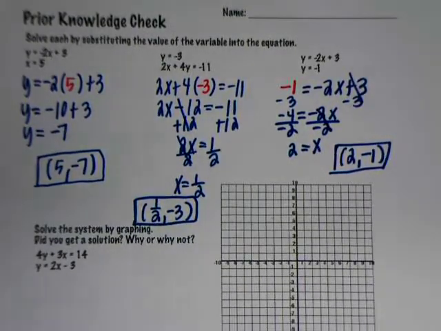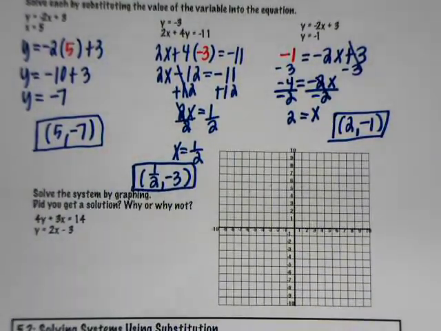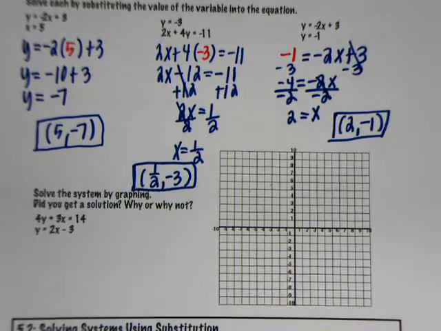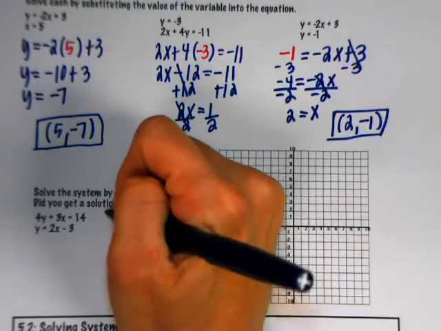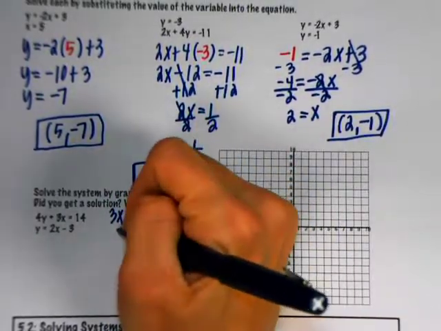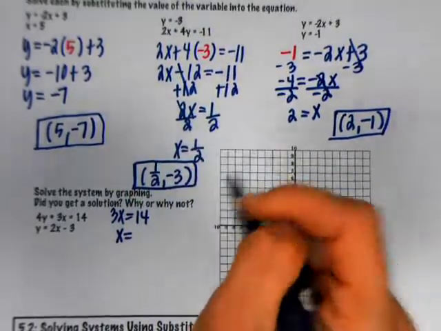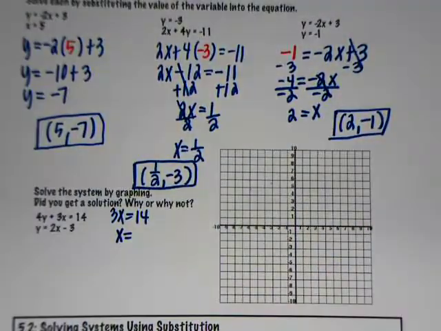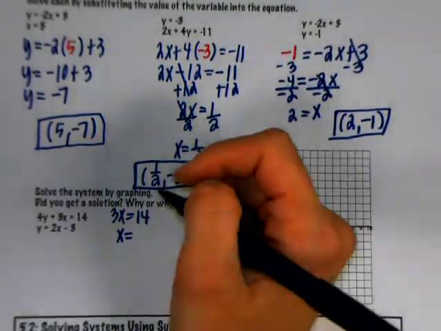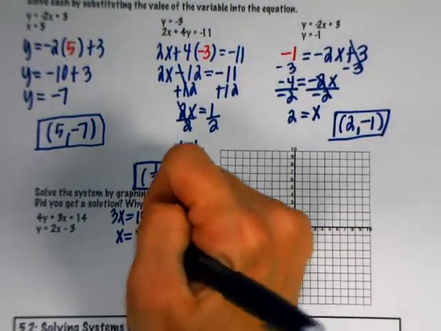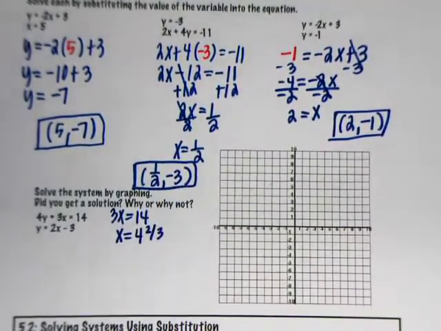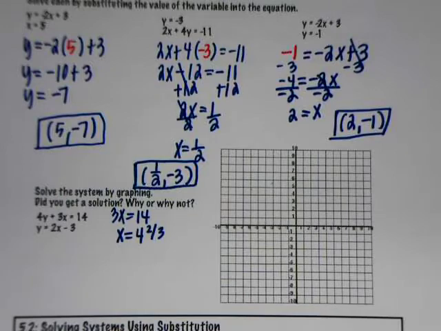All right, and then the next one, solve the system by graphing. Did you get a solution? Why or why not? So this first one is in standard form, so I would typically use intercepts to graph that. But when I try to set it up, so for the x-intercept 3x equals 14, then divide, you get x equals 14 divided by 3, which is a repeating decimal. So it's 4.67, so 4 2/3 basically. So I mean, if you want to, you can try to do your intercepts like that.